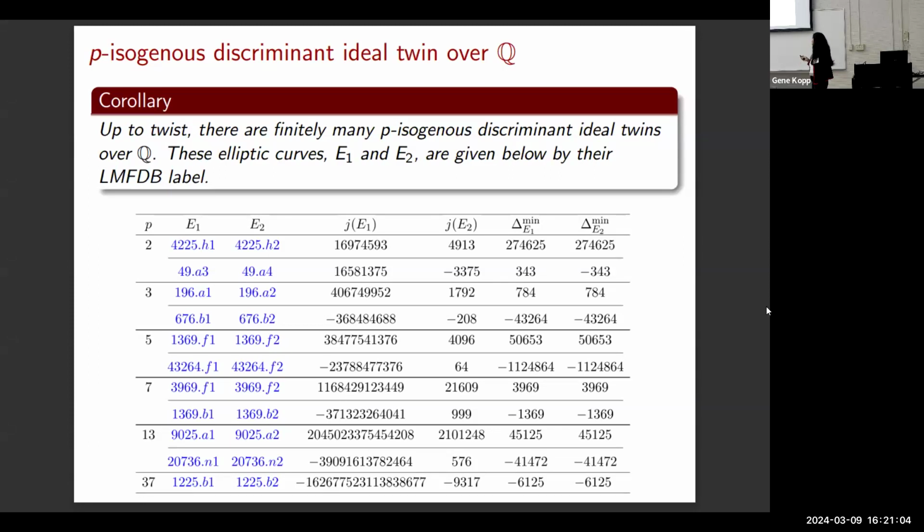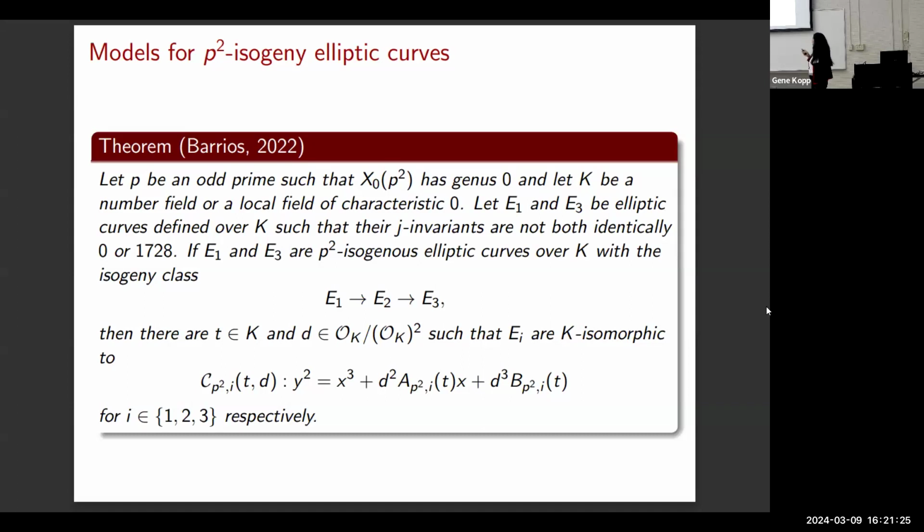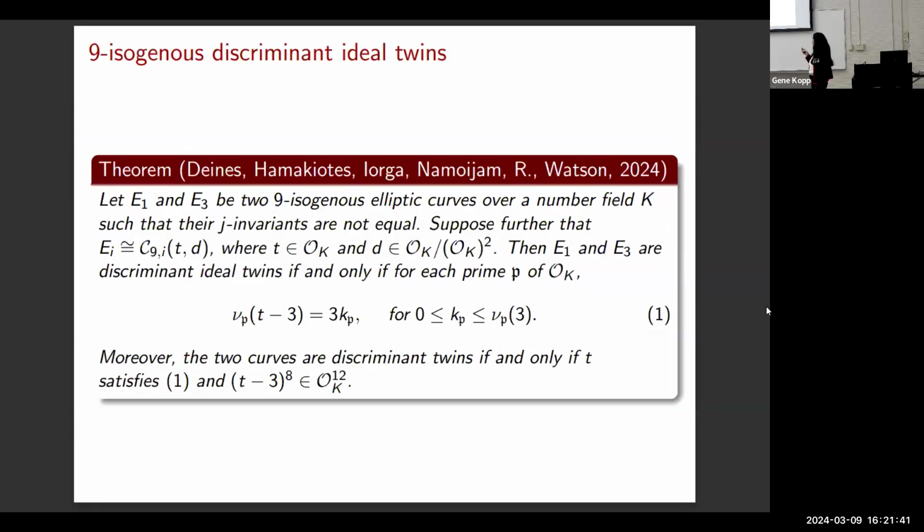Okay, so we see some of them, probably you saw a version of it over Q where it's semi-stable. And these are all the cases when it has the isogenous discriminant ideal twin. Now, extending this work, we have continued working on it for p-squared isogeny elliptic curves. When p is odd, basically, that means we have the genus 0 cases. So in this case, we will have p equals 3 and 5. And we use the similar parameterization by Alex Barrios to get this result here.